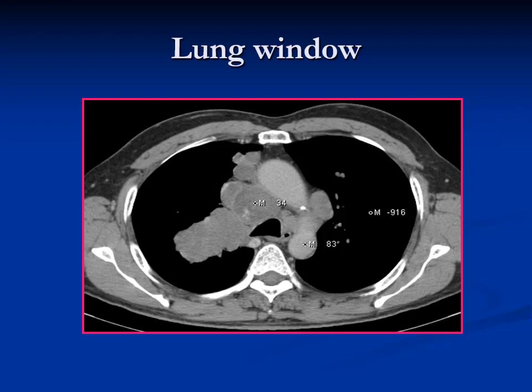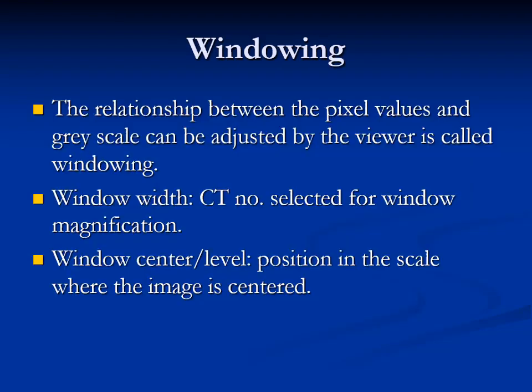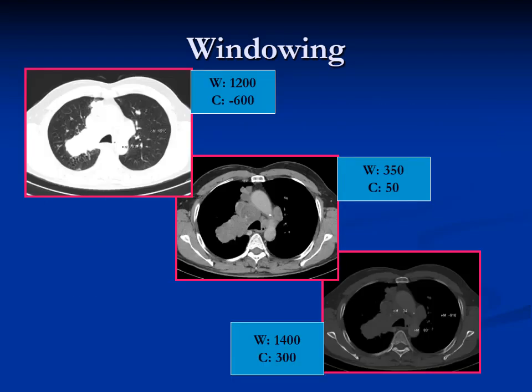Windowing examples. W 350, C 50. W 1200, C minus 600. W 1400, C 300.